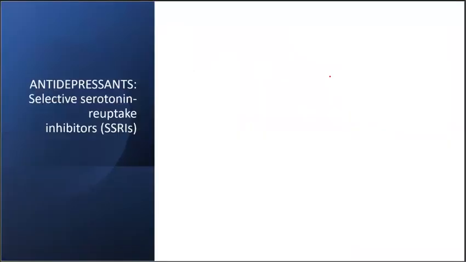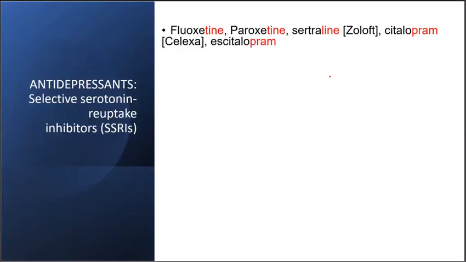With our SSRIs, these are also antidepressants, and these ones inhibit the neuronal uptake of serotonin. So again, they act as stimulants, counteracting depression and increasing your client's motivation. So what are examples of our SSRIs? Your fluoxetine, paroxetine, sertraline, citalopram, and escitalopram. So these are examples of our SSRIs.